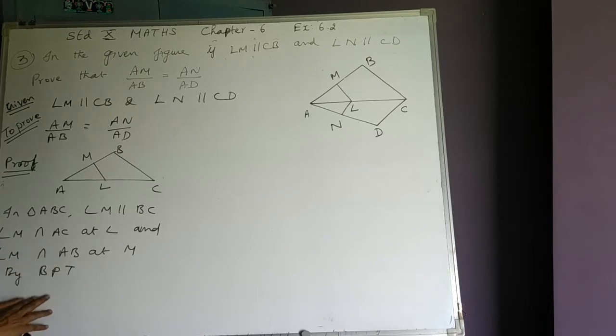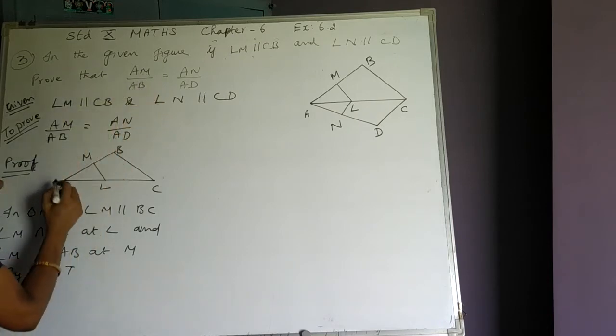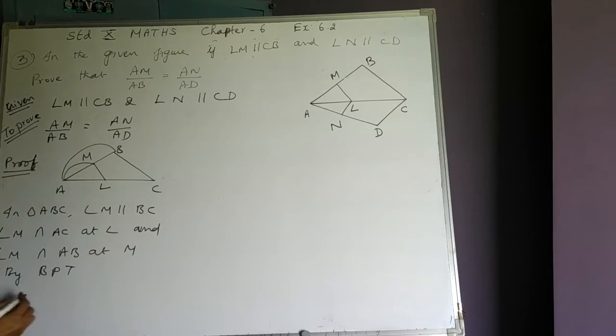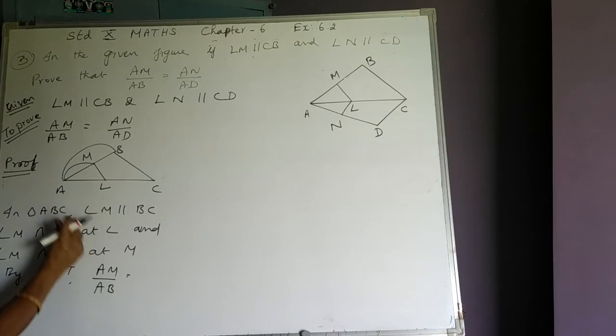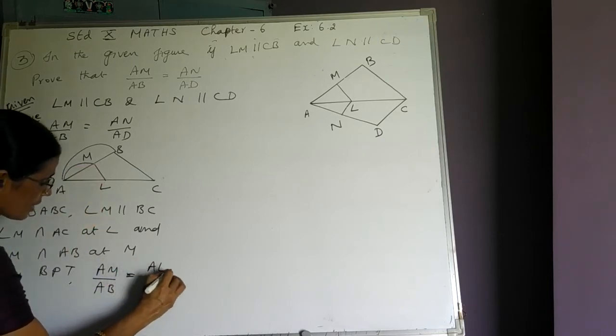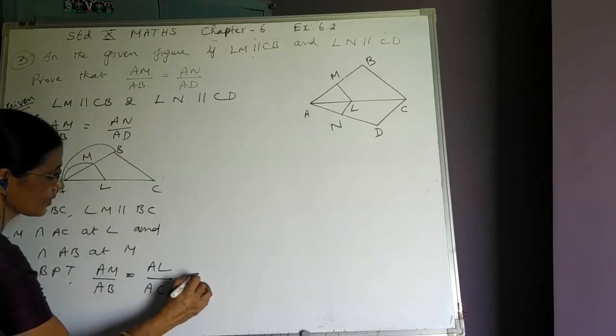After writing this, we know in BPT there are three results. Sometimes any one result can be used, and sometimes out of the three, a particular result only should be used. So here we have to obtain the result AM upon AB. AM upon AB we want. So I am going to take that result only. According to BPT, AM upon AB. When I take AM, the other side, what should be taken? AL should be taken. If I take AB, the other side, what should be taken? AC. This is my first result.